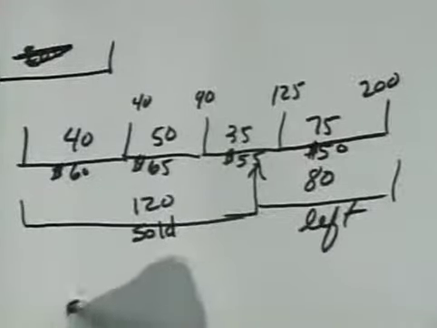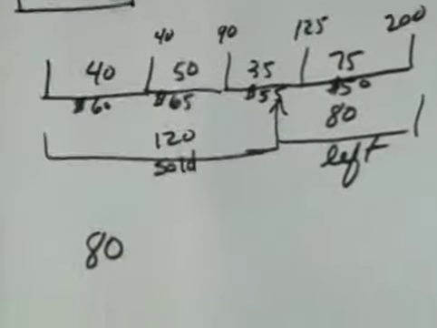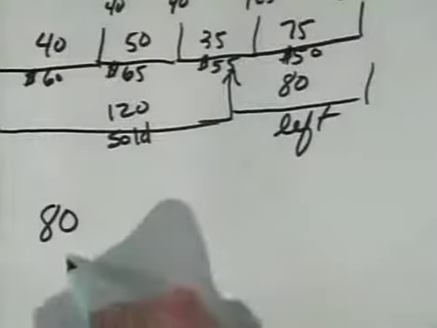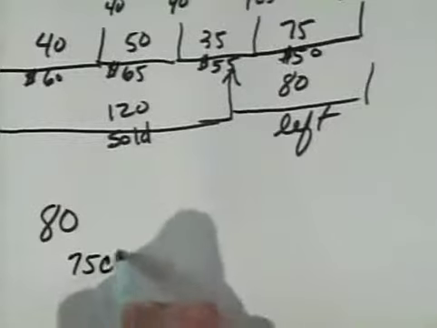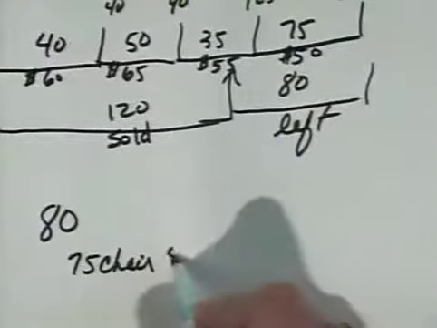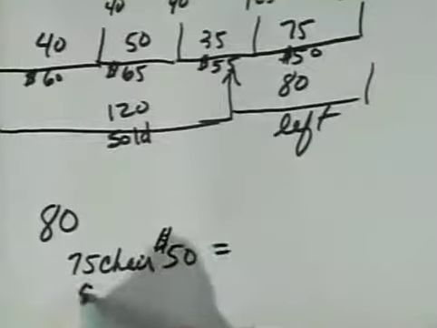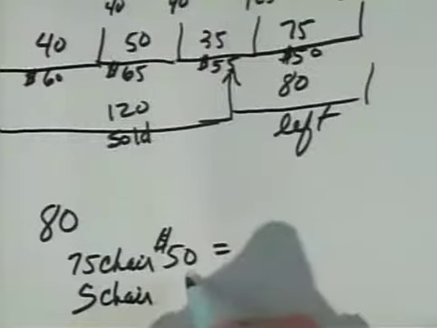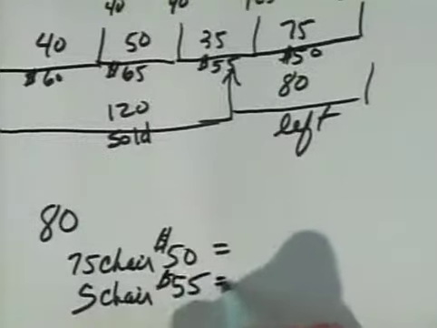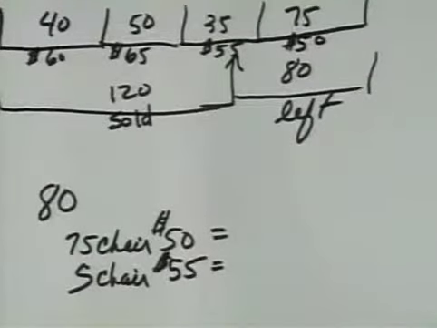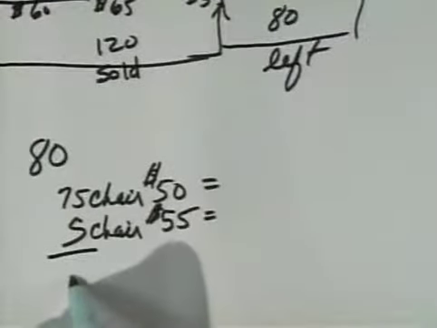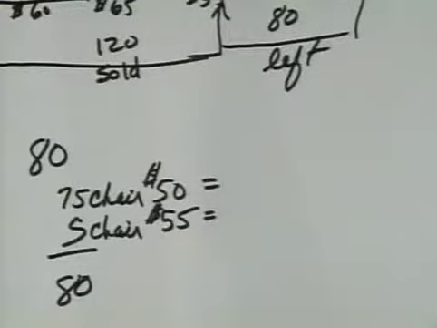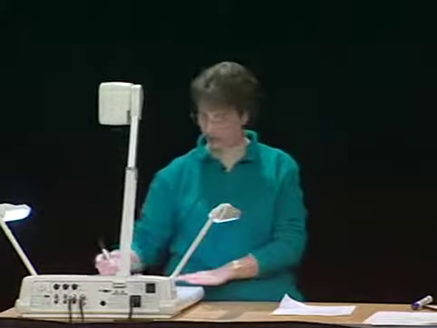80. Good. My total of 80 is made up of two parts. It's made up of 75 chairs in this group that I paid $50 for, and I have 5 chairs actually left right here that I paid $55 for. So the 80 chairs that are left, here's my total: 75 of them were purchased at $50, and 5 of them were purchased at $55. I'm going to extend those prices.